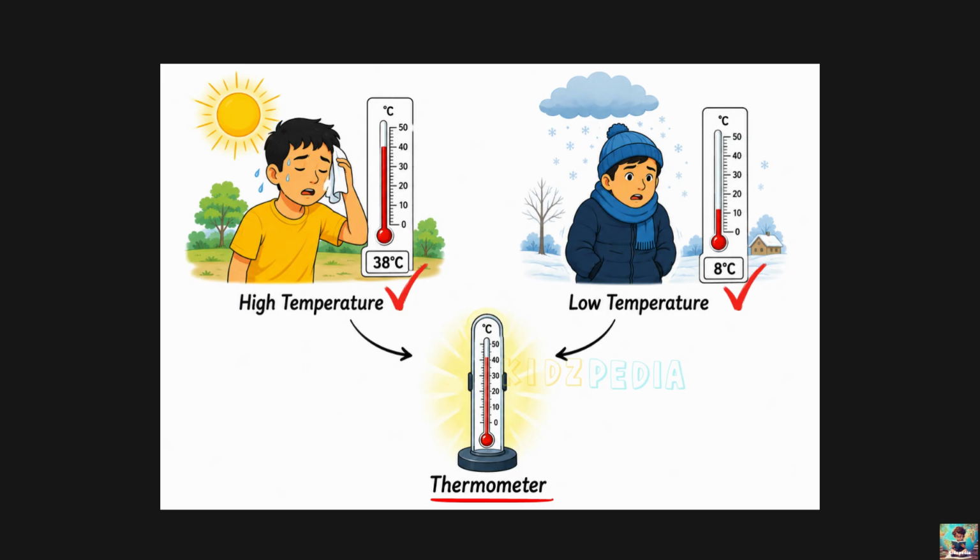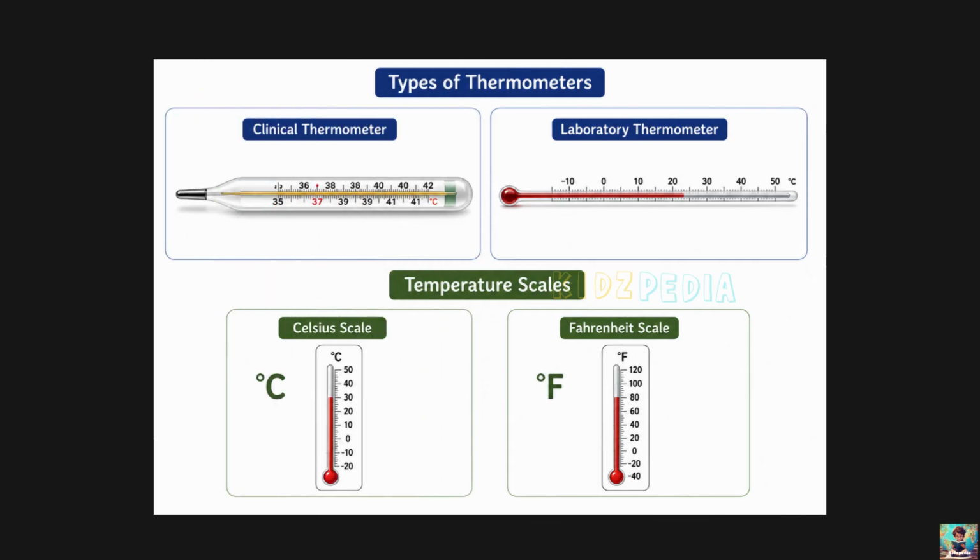The instrument used to measure temperature is called a thermometer. And you already learnt in class 6 science about different thermometers. There are clinical thermometer and laboratory thermometer. And you also learnt two important temperature scales. The first is the Celsius scale written as C. The second is the Fahrenheit scale written as F. For example, 15 degrees Celsius is equal to 59 degrees Fahrenheit. Just remember that temperature can be expressed using these two scales.